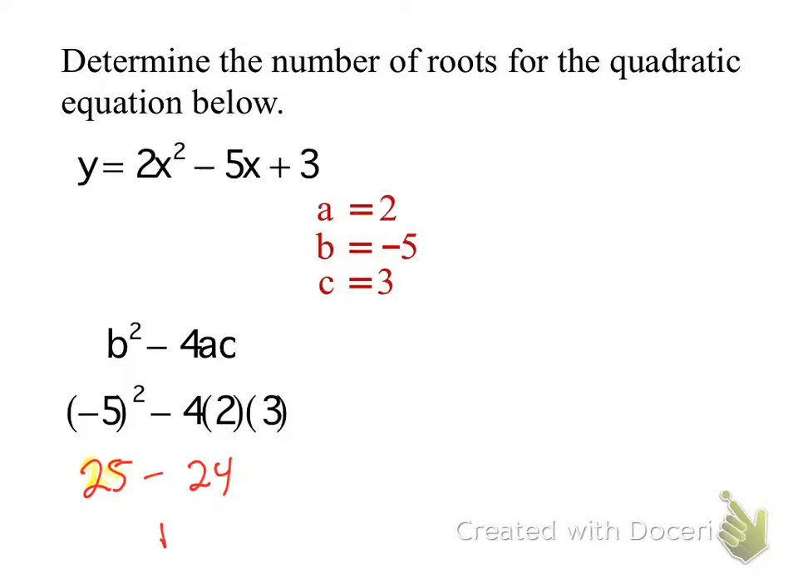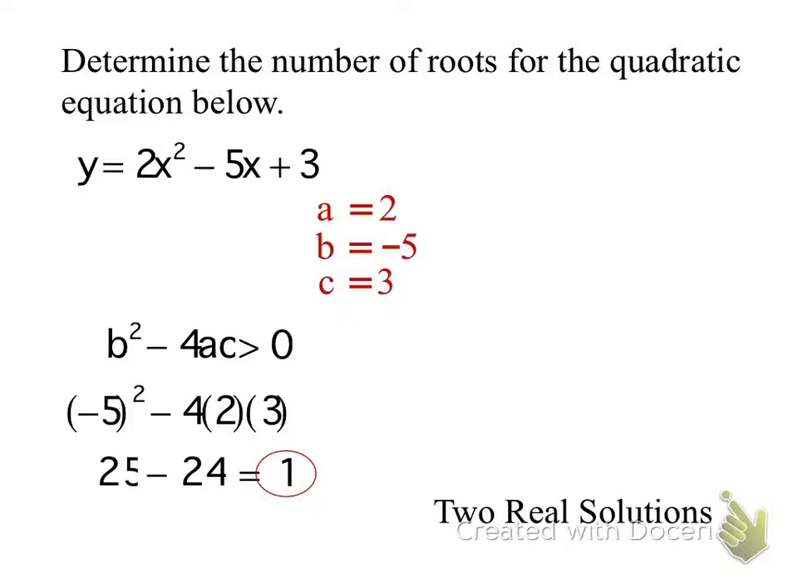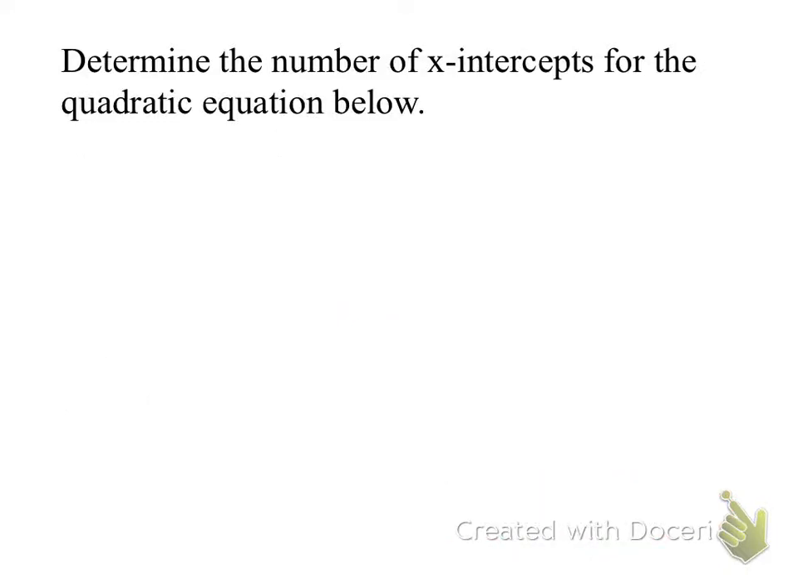2. You are right. 2. Because it's positive, it means that the portion under the radical is going to be a positive number. We'll have 2 roots. Any questions? Okay, let's try the next one. Why don't you do this one? Pause the recording and you guys try it.